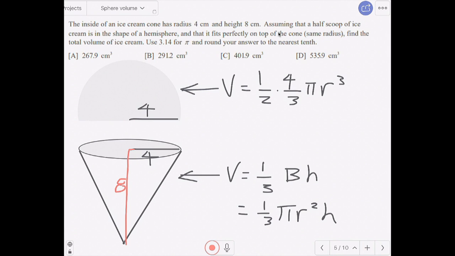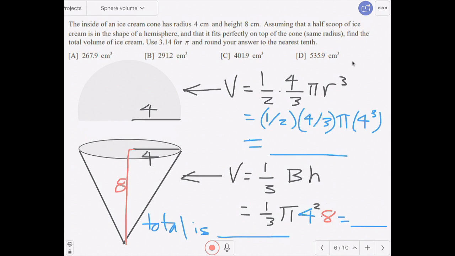All right, so what I did there is I lifted off the ice cream scoop from the top and figured out that the formula for the volume of a hemisphere, or half of a sphere, is half of a full sphere, 4/3 pi r cubed. The volume formula for a cone is 1/3 big B times h, which is the same as 1/3 pi r squared h, since the base, capital B, is a circle. We can replace B with the area formula pi r squared. We'll put in those numbers and finish off the question.